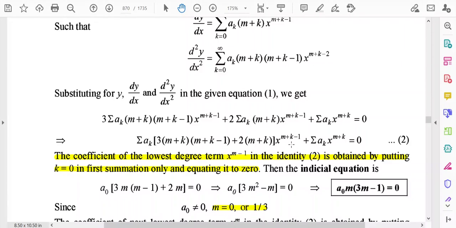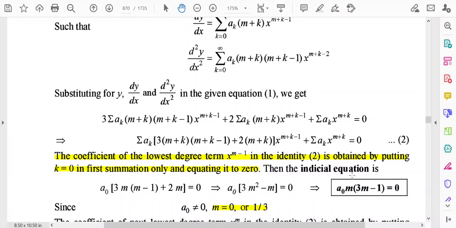So you have to make the coefficient of the lowest power of x to 0. For that purpose, you have to put the value of k as 0 here, and you have to make this coefficient 0, because this is x to the power m. So we are going to do nothing here. Only this coefficient you have to make 0 after putting k is equal to 0. So that we have done here, that is a0 [3(m minus 1) plus 2m] is equal to 0. Therefrom we are obtaining an equation involving m. This equation is known as the indicial equation.